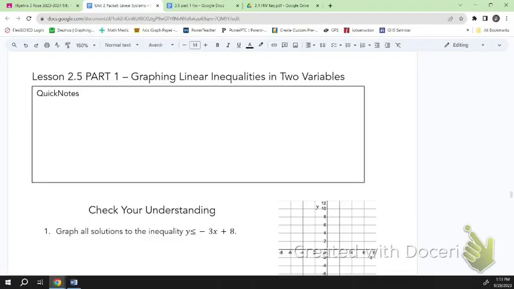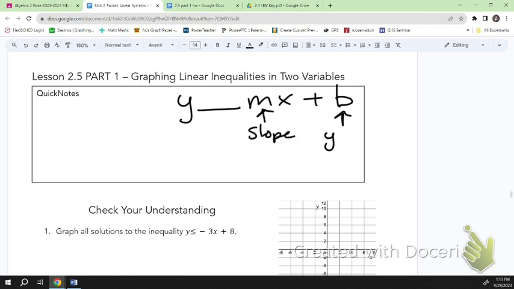Inequalities today. Graphing inequalities with two variables. So we're going to use this form: y, blank, mx plus b. We've got slope like we've been doing, and we have the y-intercept. I left a blank there because when we graph inequalities, we could have greater than or equal to, or less than or equal to. We could have greater or less than.